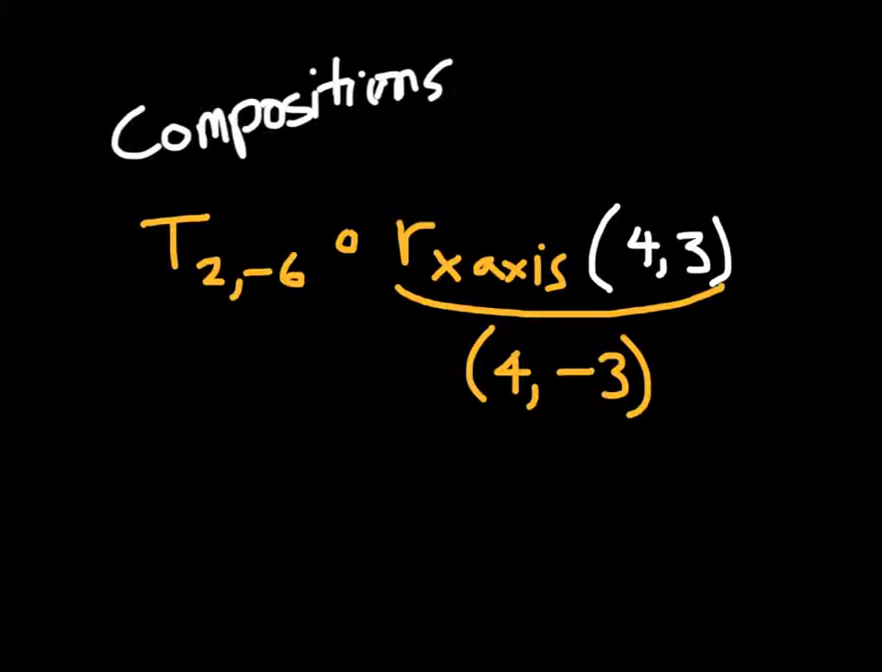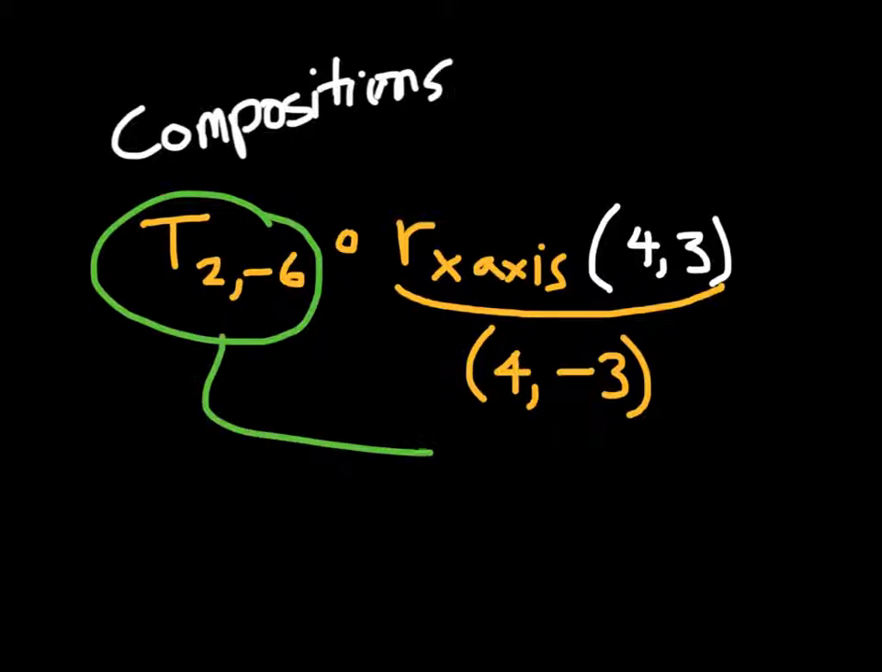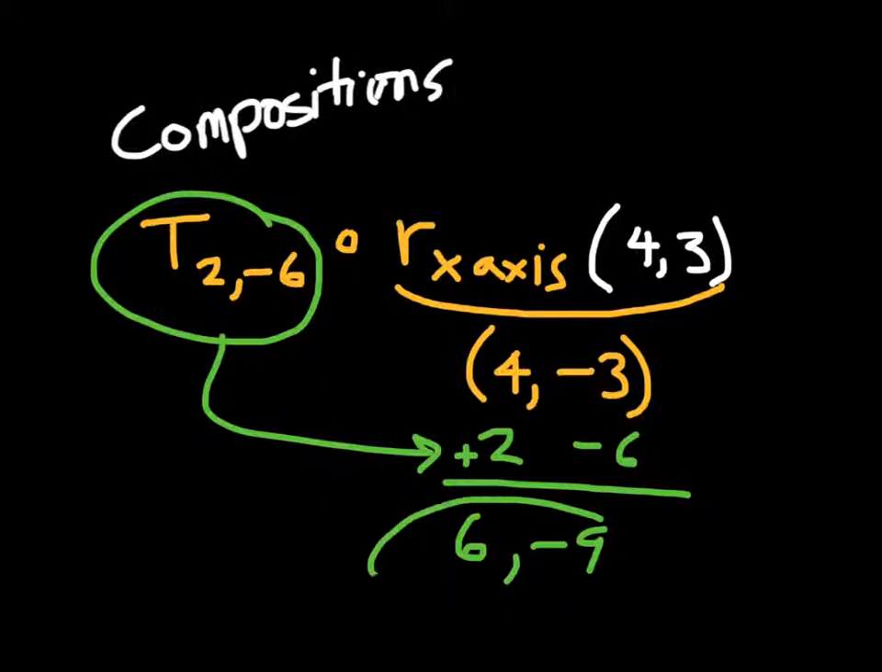Then secondly, I would have to use the translation to finish the question off, which is asking me to add 2 to the x and subtract 2 from the y. So my final answer would end up at the point 6, -9, and that is an example of how you do a transformation with a composition.